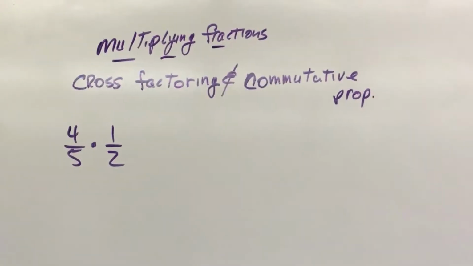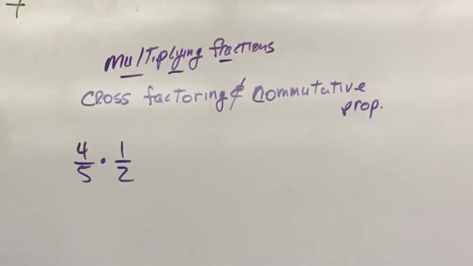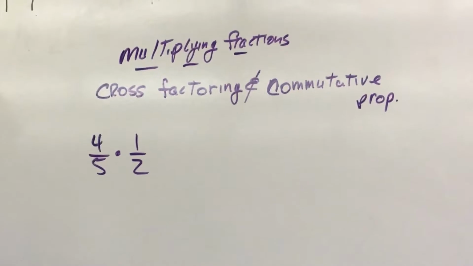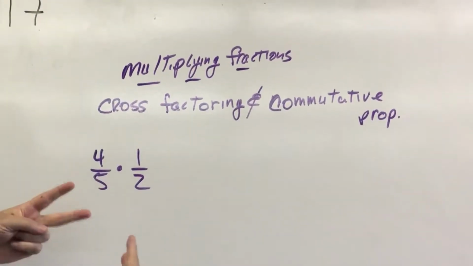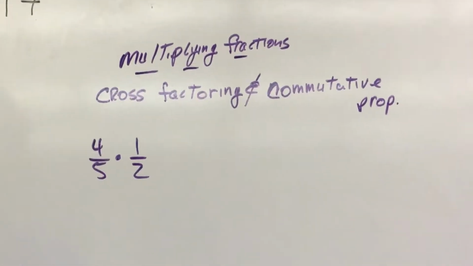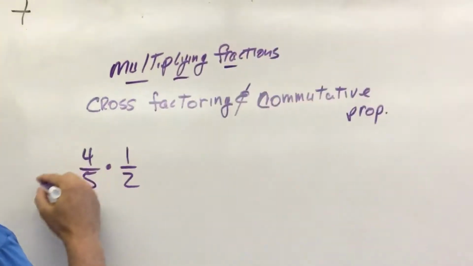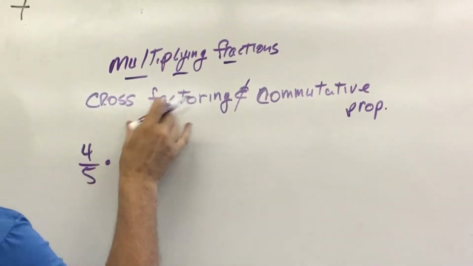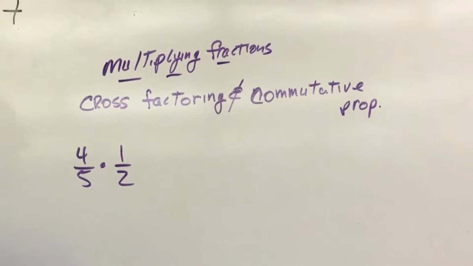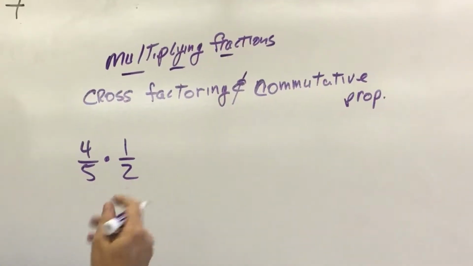Ladies and gentlemen, this is multiplying fractions with cross-factoring and commutative property. Boom, shaka waka. So first we're going to do just the product, then we're going to cross-factor, and then we're going to use commutative property. So we're going to do each one of these 3 times.